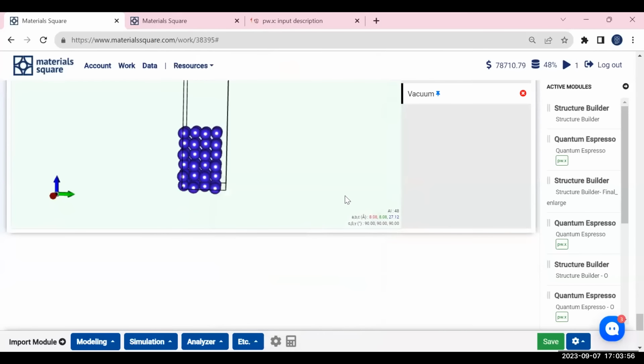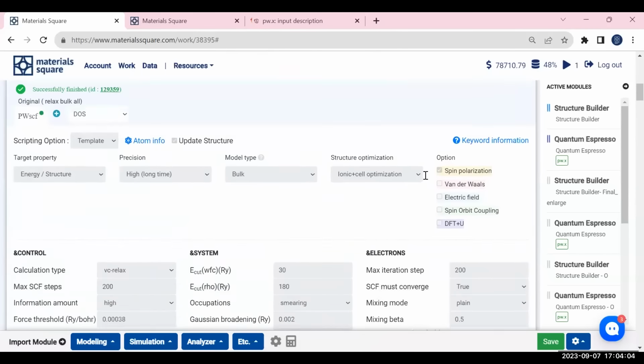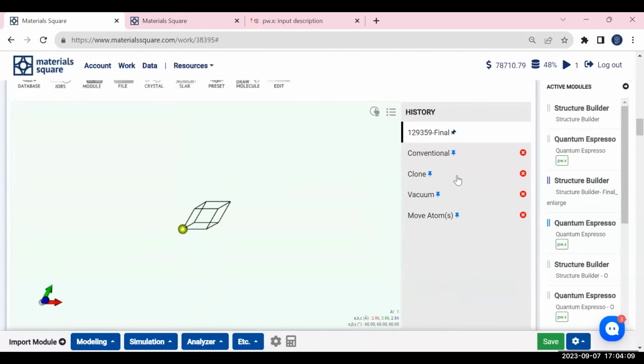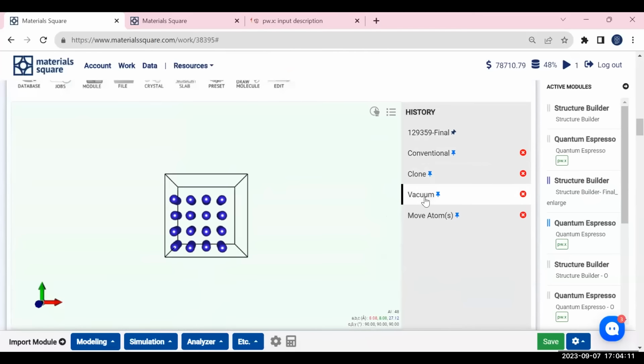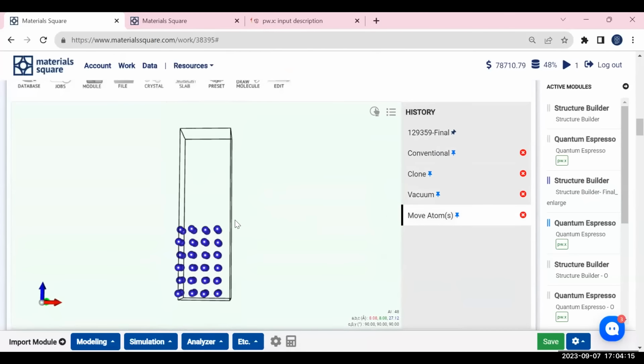Okay. Now we have to optimize this structure again. However, this kind of calculation I have already done here. After I finished the bulk structure optimization, I finished this one: conventional, clone, vacuum, and we have slightly moved atoms, just for the periodic appearance, to get better visualization after the optimization.